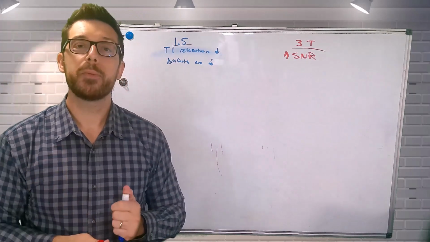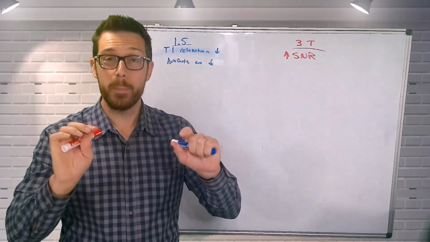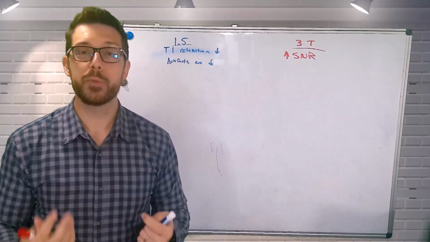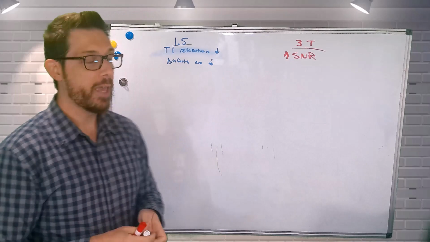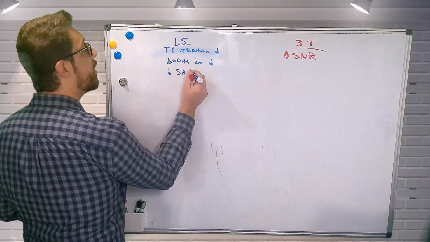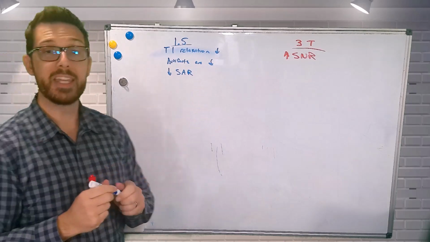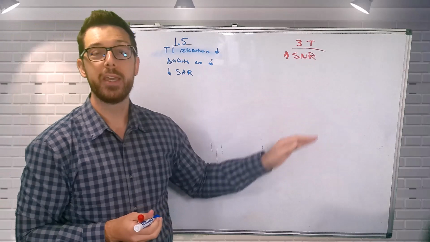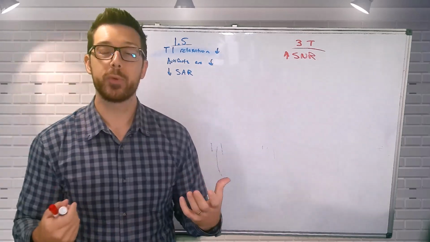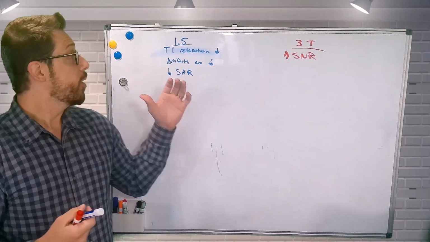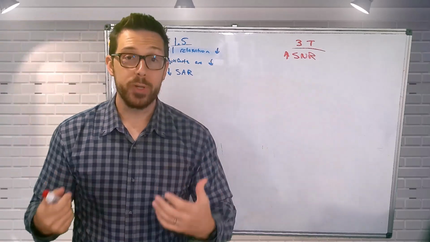Another part of this process and what makes 1.5 and 3T different is SAR, specific absorption rate, heating in our patient. We see that there's lower SAR at lower field strengths. As we double our field strength from 1.5 to 3T, we increase our SAR by a squared relationship between field strength and SAR. So moving from 1.5 to 3T, we have increased SAR.